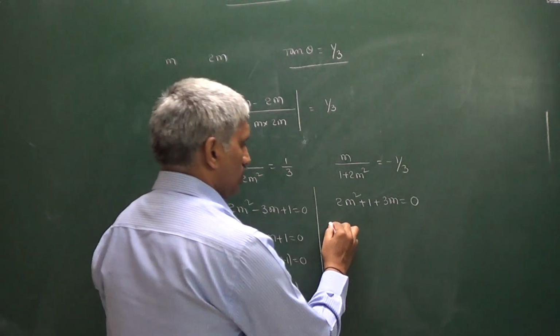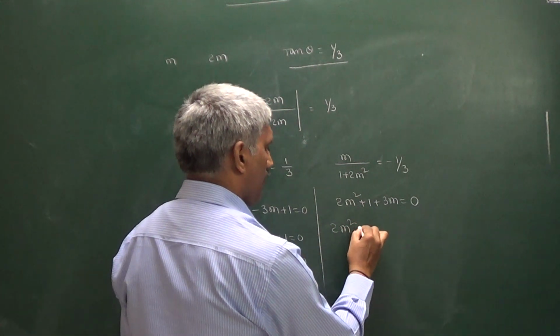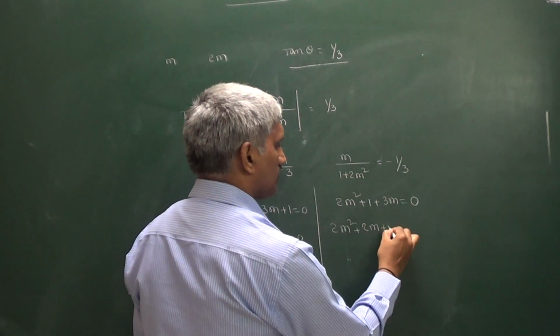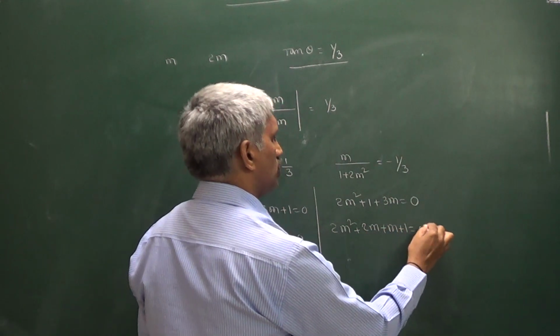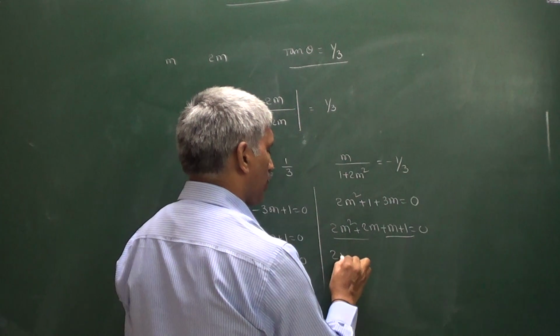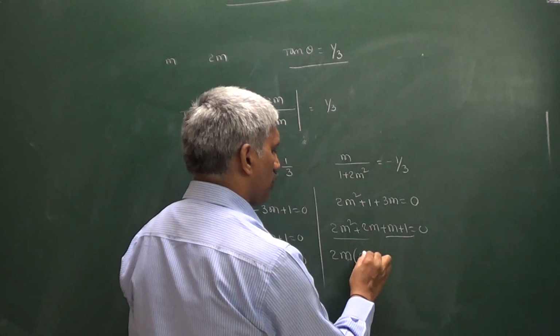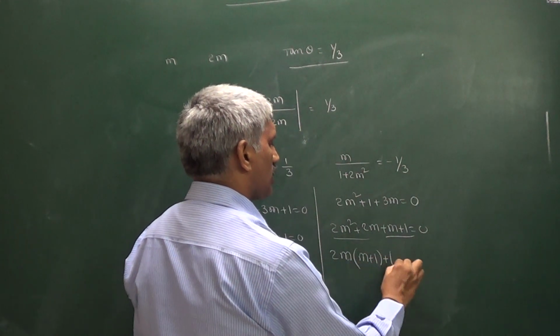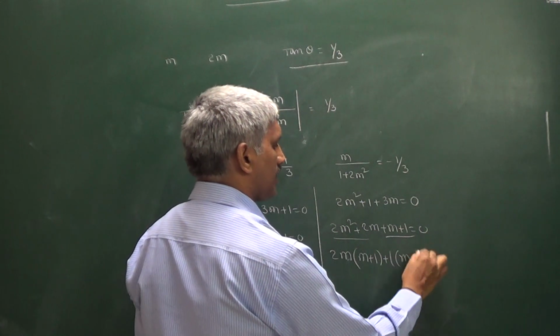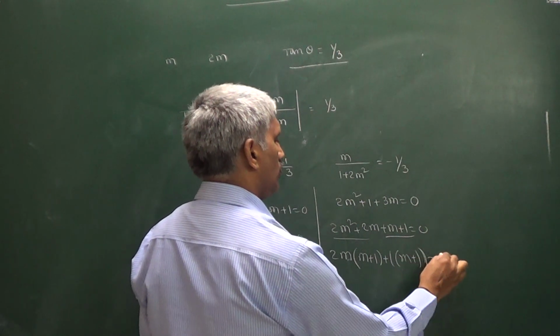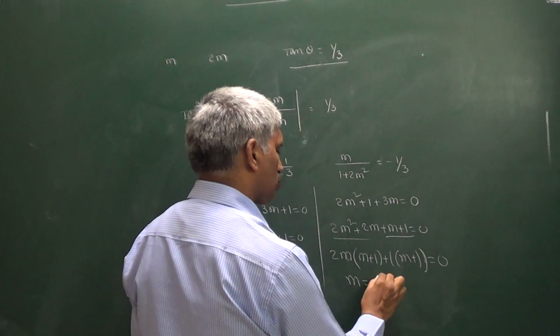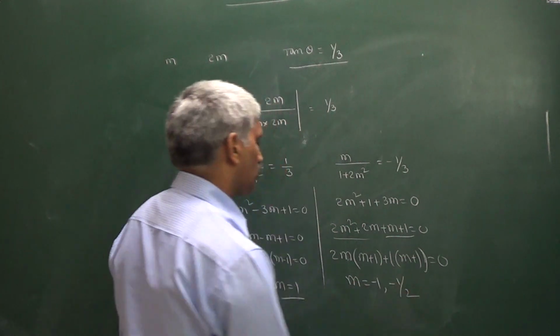Whereas here 2m square plus 2m plus m plus 1 is equal to 0. Same middle term factorization I am doing. If you take 2m common, we will get m plus 1. Plus 1 common, again you will get m plus 1 is equals to 0. Now from here you will get m is equals to minus 1 comma minus 1 by 2.